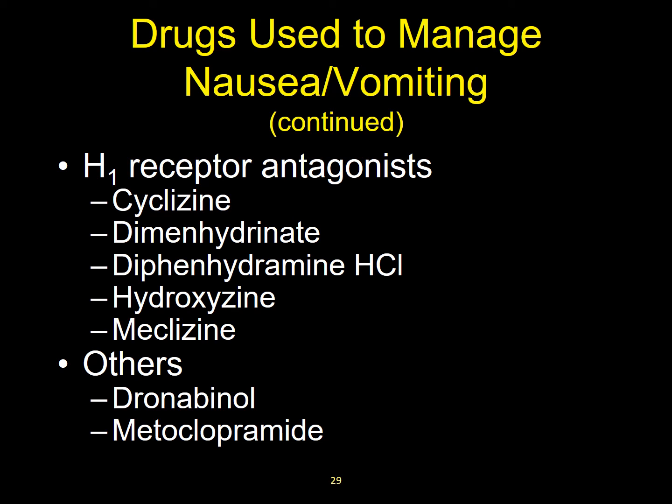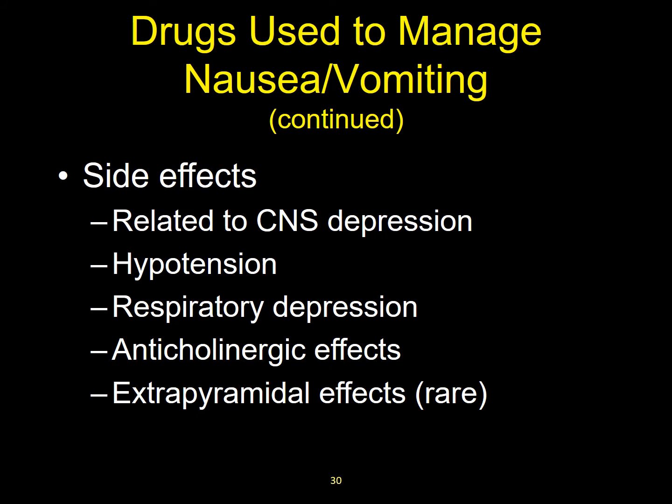But if you just think you might be nauseous, or if you're a little nauseous post-op or post-anesthesia or something, an H1 receptor antagonist is a good one, because it just doesn't alter normal physiology as much. And then metoclopramide if your gut is static. And then dronabinol, again, the marijuana-based compounds, they're usually more specific, like for people with chemotherapy-induced nausea and vomiting and stuff like that.